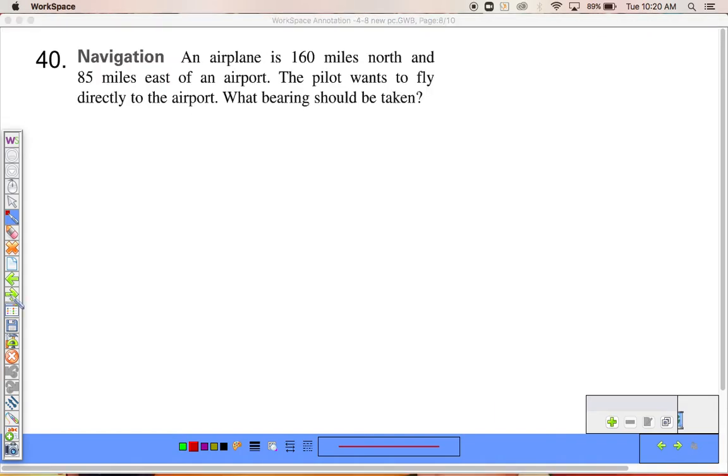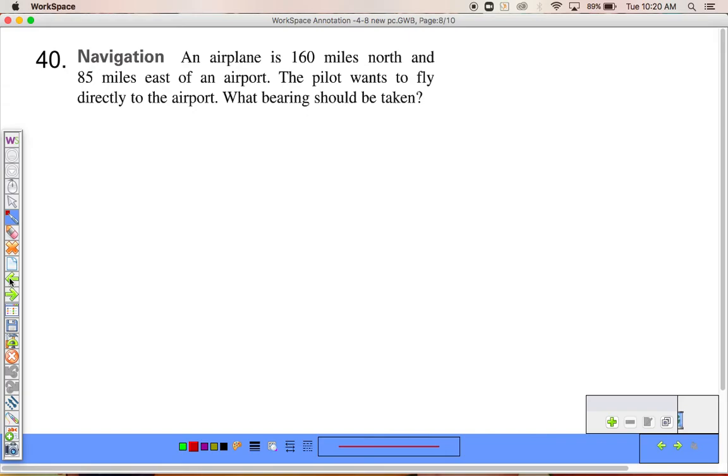All right, navigation, and then we'll be done. An airport is 160 miles north and 85 miles east of an airplane. Is 160 miles north and 85 miles east of an airport. The pilot wants to fly directly to the airport. What bearing should be taken?